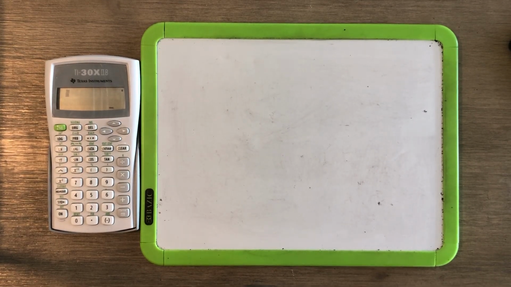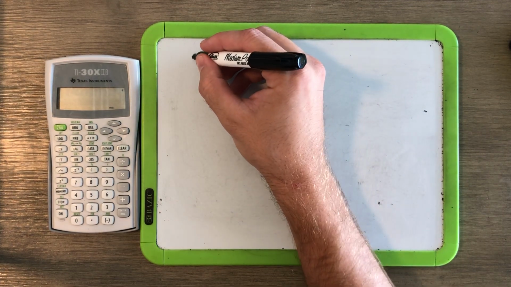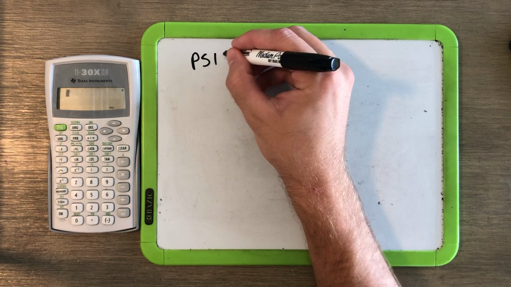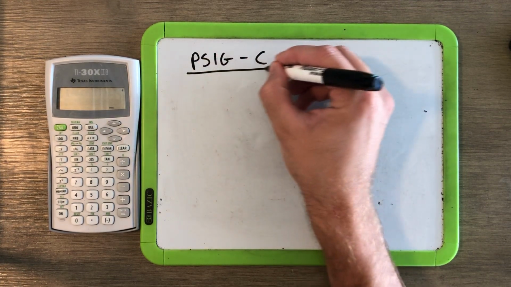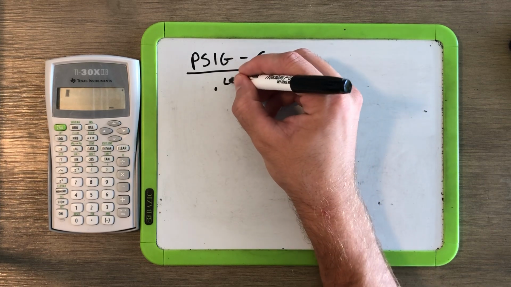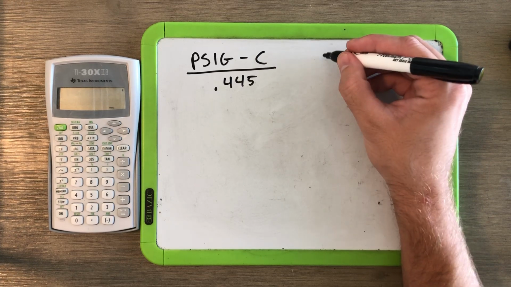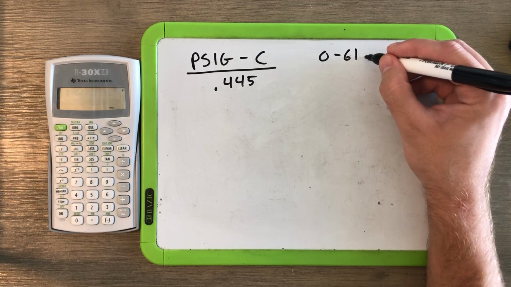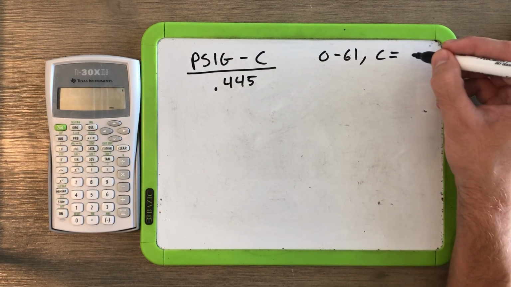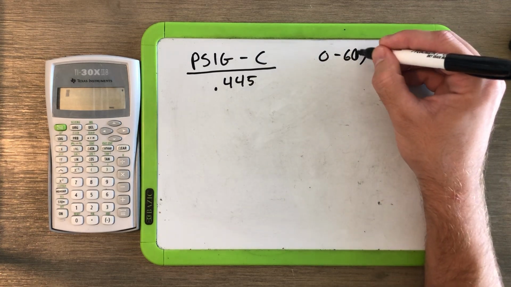The next limiting factor that we're going to be talking about is the pressure rating. So the equation is very similar to what we saw earlier with the MMP. So it's PSIG minus, I'm going to call it C, over 0.445. And in this situation, from 0 to 60 feet, C is going to be equal to 90.